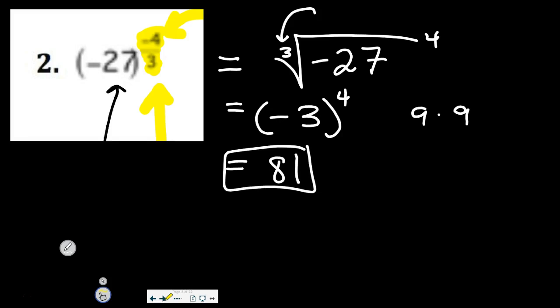But if you get that on the test, Jackson, what I would do then is once I have my answer, I'd go back up here and in parentheses, I'd put negative 27. And then I'd raise it to the negative 4/3. And your calculator will confirm whether you did it right or not. Can't do it that way. That one's tricky.